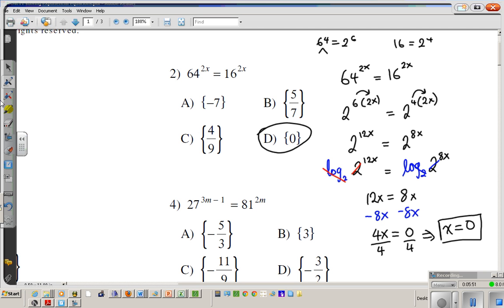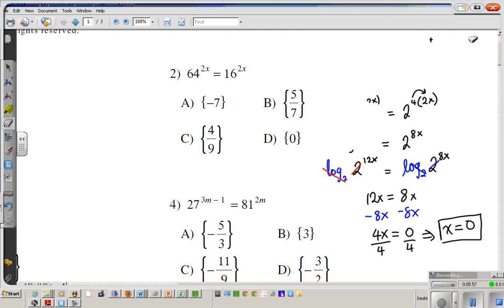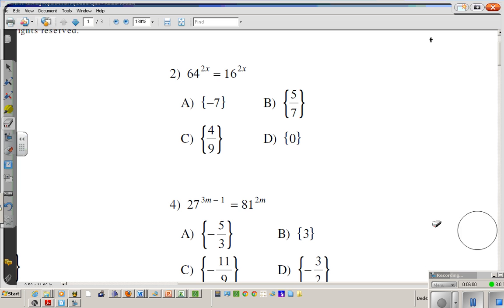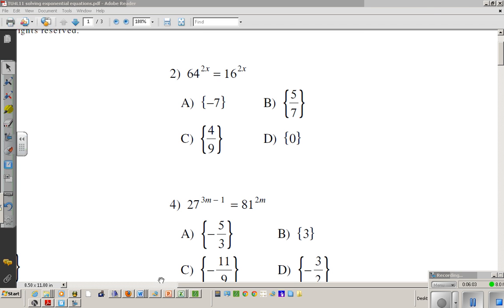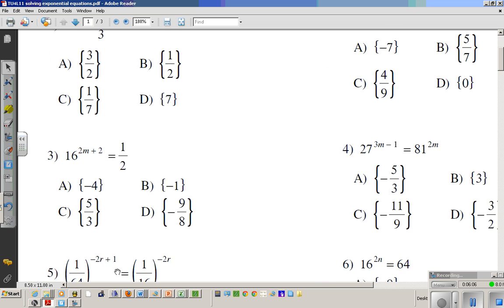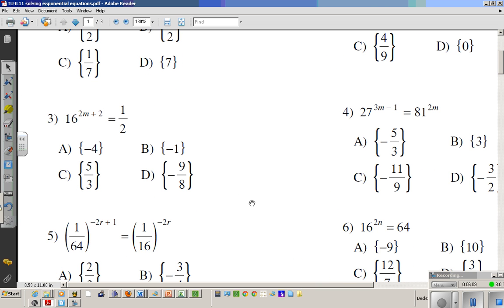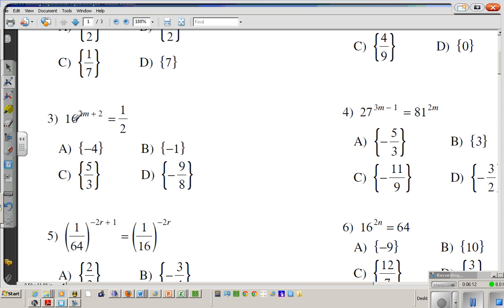Alright, let's move on to number 3 and see how we can use these cool properties to solve logarithmic, exponential equations. Let's take a look at number 3. We want to get the bases the same, right? We need to break down 16. If we look at the other example, 16 was 2 to the 4th power, and 2 just stays as 2 to the 1, it doesn't change. So in this problem, we have 16 raised to the power of 2m plus 2 equals 1 half.